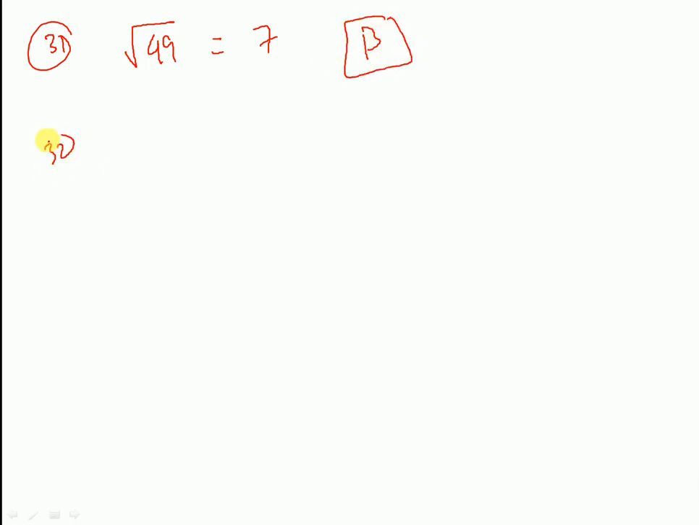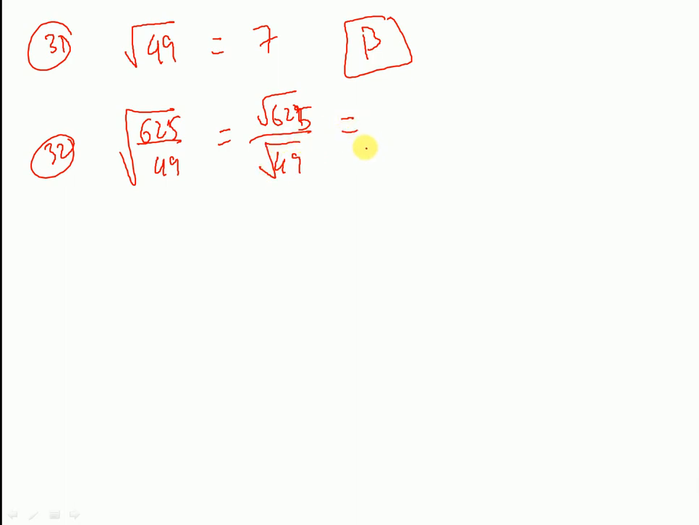32. The square root of 625 over 49. Now you can split them first before you find the square root. So which number, when you square it, gives you 625? Should be 25, because 25 times 25 is 625. Again, 49 we know from here is 7. This is B.